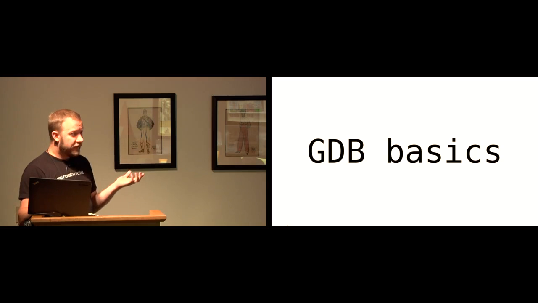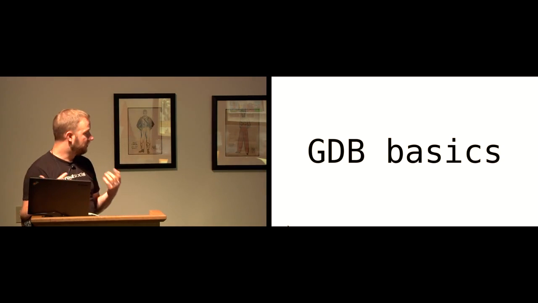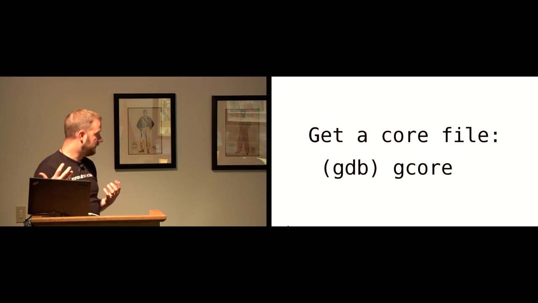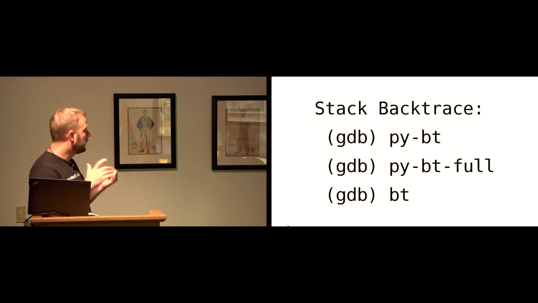So just some basics, and again, I'm not assuming everyone here has used GDB before. C programmers probably use this all the time. Maybe a lot of people in here haven't. So we'll just talk about some of the basics of what this thing does and how it works. Getting a core file, I mentioned that already, gcore.